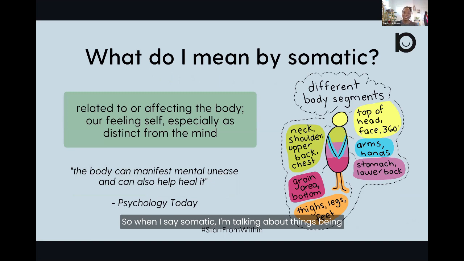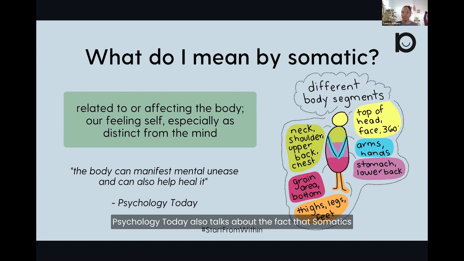So when I say somatic, I'm talking about things being related to or affecting the body, our feeling self. A lot of times we spend time in our heads, our thinking self, and this is really an opportunity for us to get familiar with how we are feeling, especially as distinct from our mind. Psychology Today talks about the fact that the body can manifest mental unease, and it can also help to heal it. And so as we start to recognize how our mind and body are connected, by getting more connected with our body, we can help to heal some of the mental unease that we are experiencing.